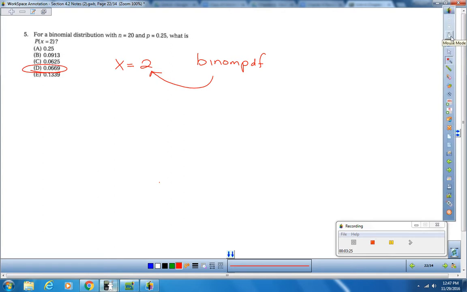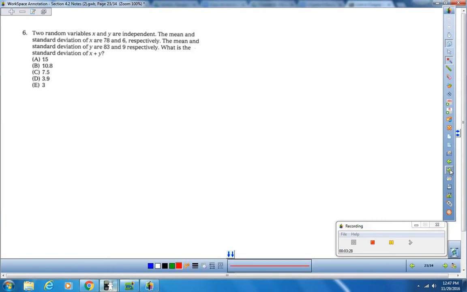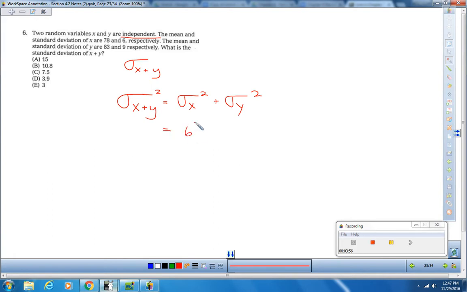All right. Let's take a look at number 6, not 7. 2 random variables, x and y, are independent. It's so important that they say they're independent, because this is going to be a linear combination problem. So what it's basically asking for is, what's the standard deviation of x plus y? Well, remember, we have to calculate the variance of x plus y first. And the variance of x plus y is just the variance of x plus the variance of y. Well, the variance of x is going to be 6 squared, and the variance of y is 9 squared.